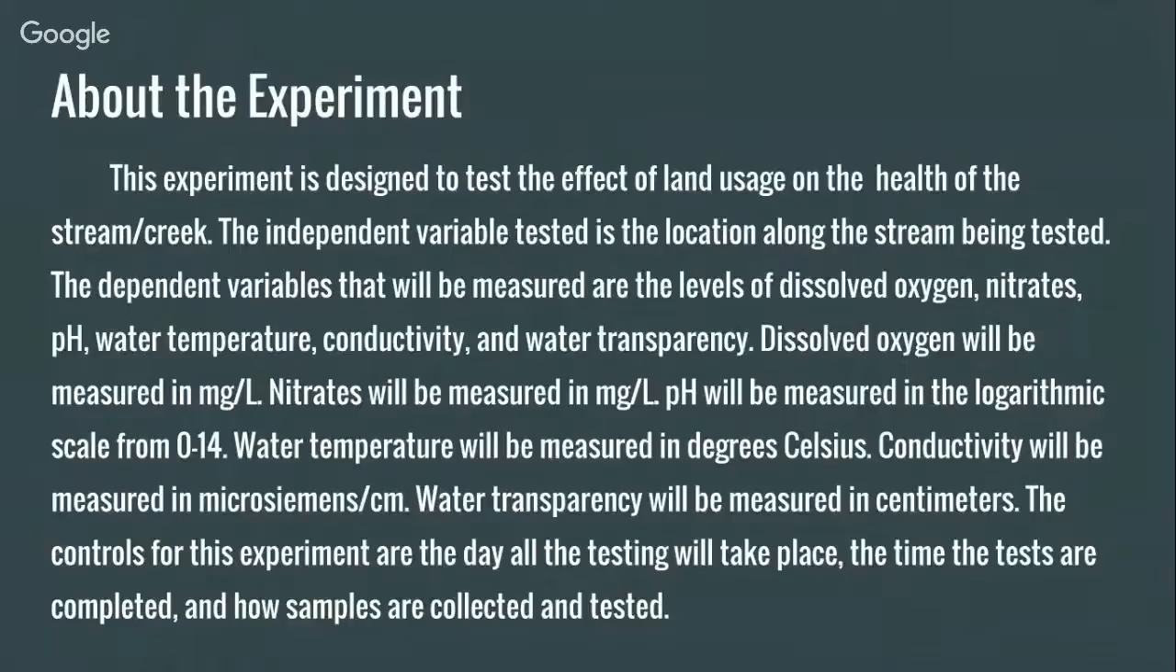The independent variable for this experiment is the location along the stream that is being tested. The dependent variable that will be measured are the levels of dissolved oxygen, nitrates, pH, water temperature, conductivity, and water transparency. DO and nitrates will both be measured in milligrams per liter. pH according to the logarithmic scale from 0 to 14. Water temperature will be measured in degrees Celsius. Conductivity will be measured in microsiemens per centimeter, and water transparency will be measured in centimeters.